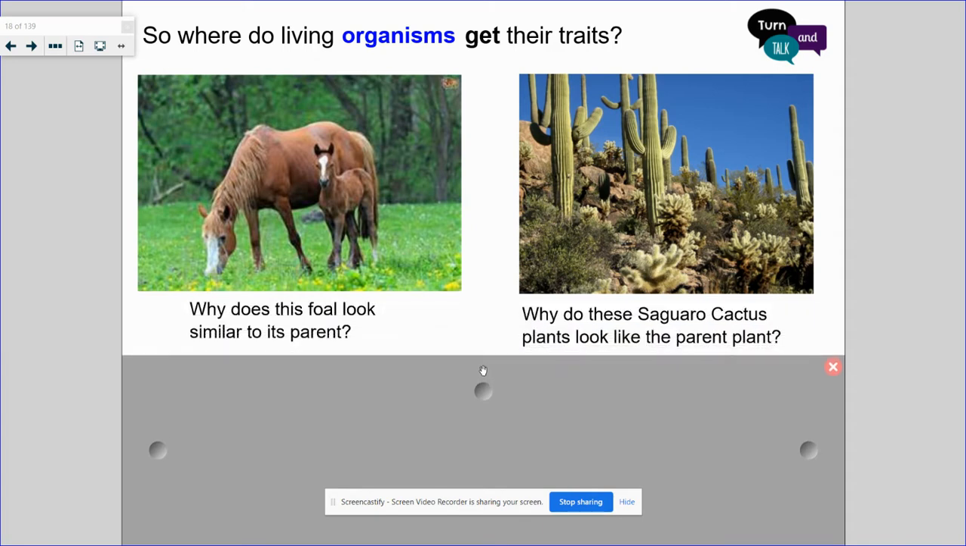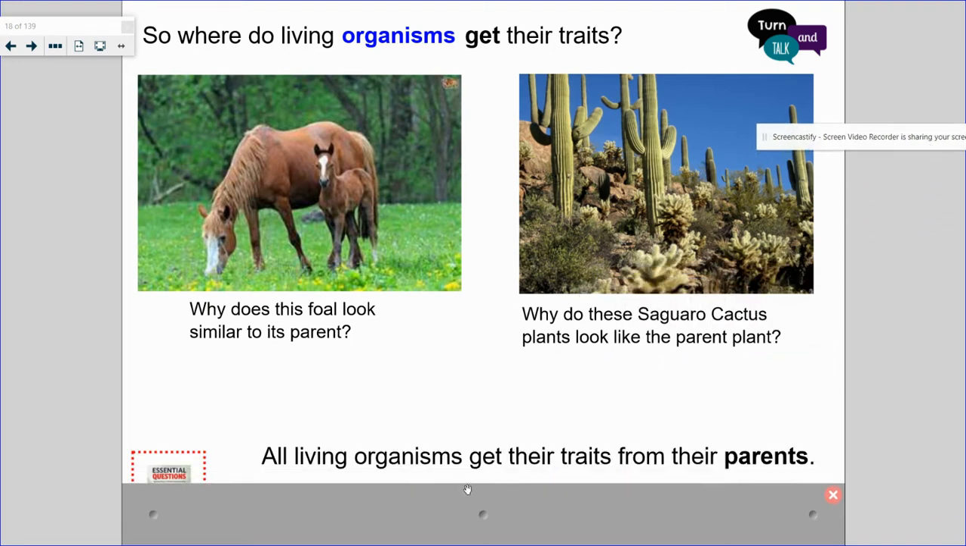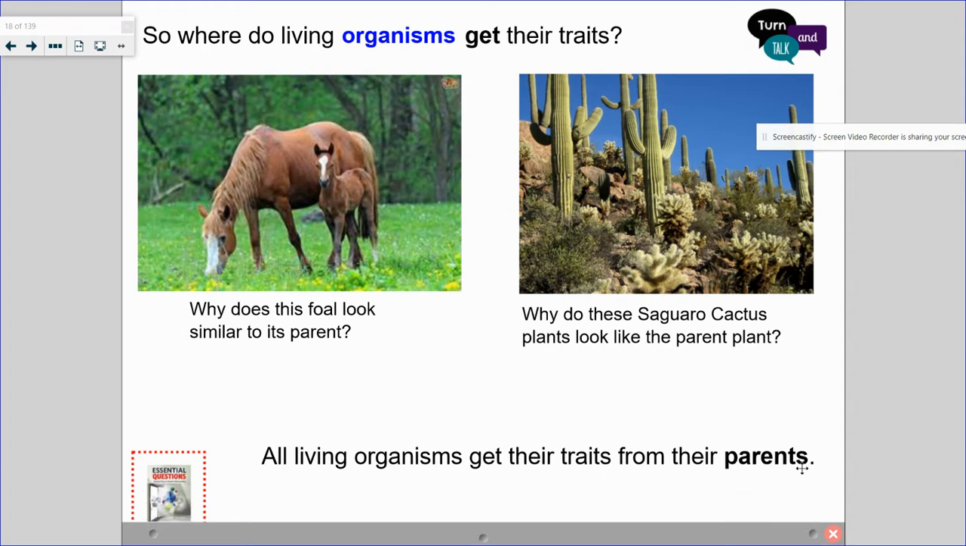All right, so here we can see and think about, why does this foal, which is a baby horse, look similar to its parent, which is the big horse next to it? Why do these saguaro cactus plants look like the parent plant? So, why do both of these things look like their parents? Well, it's because all living organisms get their traits from their parents.